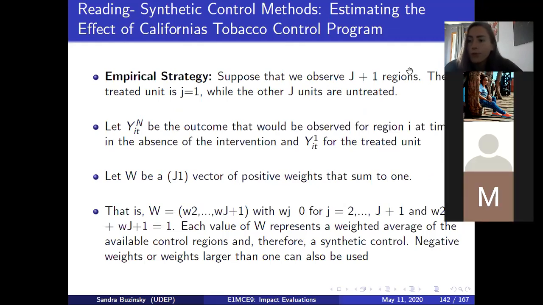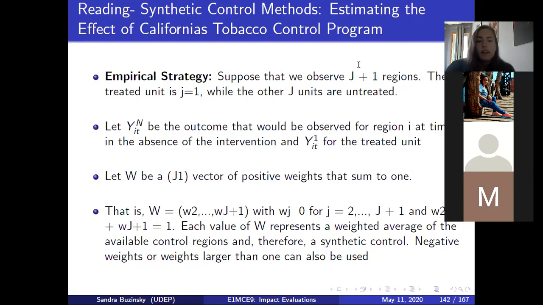So J=1 is California, and J=2 to J+1 is all of the other states included. I don't think they use all of the states in the US. They only use like 30 or something. I think they exclude ones that have also received some sort of similar smoking policy in a similar time period.